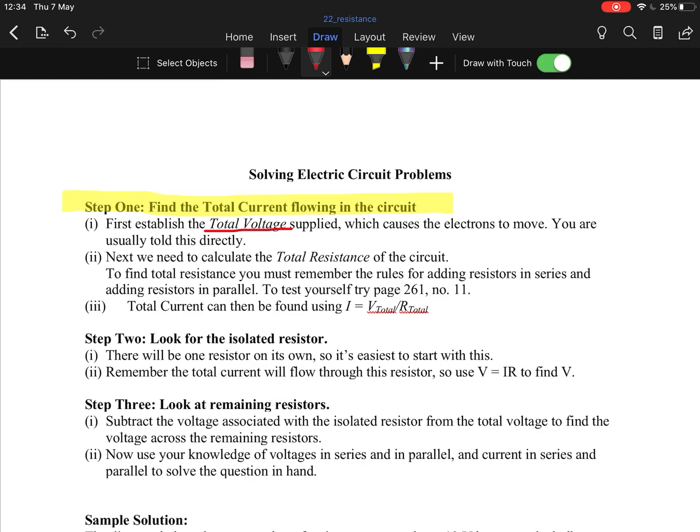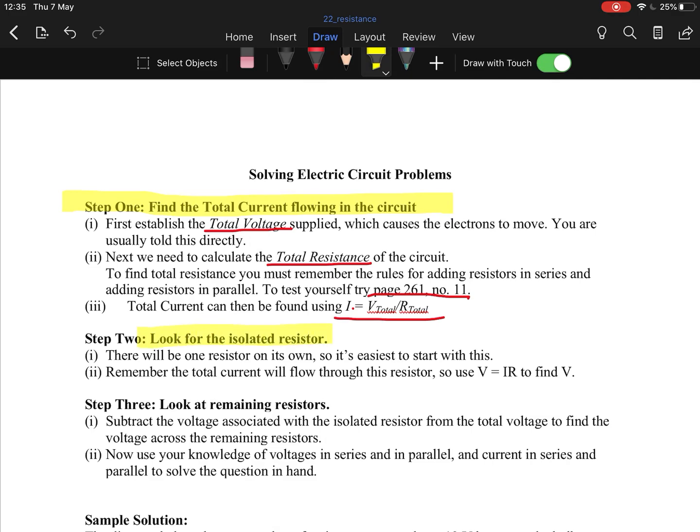That's easy enough. That's given to you in the battery. Next, find the total resistance of the circuit. So remember, how do you add resistors? And by the way, page 616 of the Real World Physics book. And total current can then be found using I. So you need to find the total voltage, which is usually given to you. You need to find the total resistance, so you need to add up all the resistors. The resistors in series, you add up. The resistors in parallel, you have to do 1 over R. Then you use I equals the total voltage divided by total resistance to find the total current. It's the first step you do.